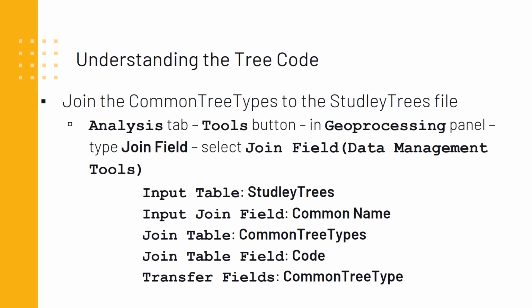To do this, you're going to go to the Analysis tab, Tools button again. In the Geoprocessing panel, you're going to type Join Field. You're going to select the Join Field Data Management Tools. The tool itself, for the input table, you're going to enter Studley trees. For the input join field, it will be common name. The join table will be common tree types. The join table field will be code. And the transfer fields, the one that we want to see in our new file, will be common tree type.